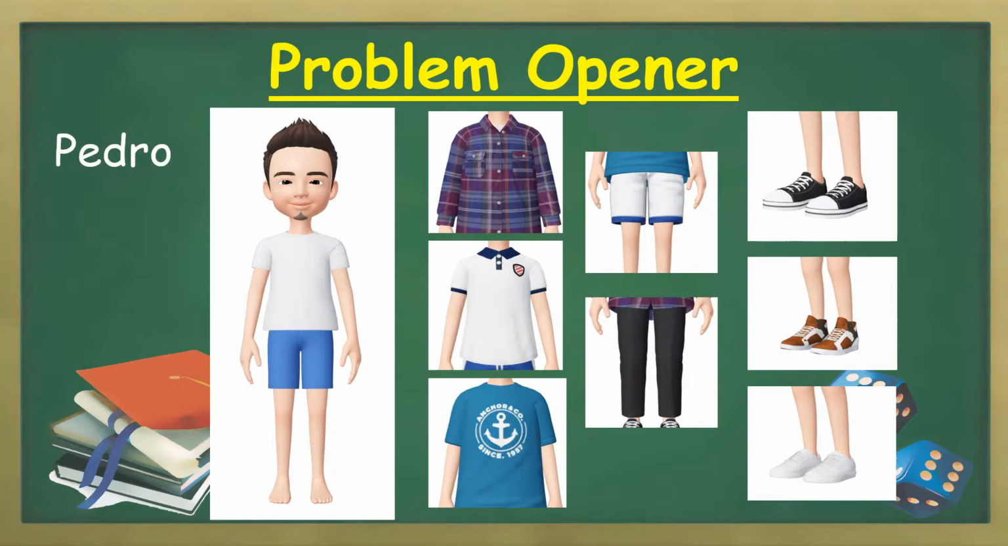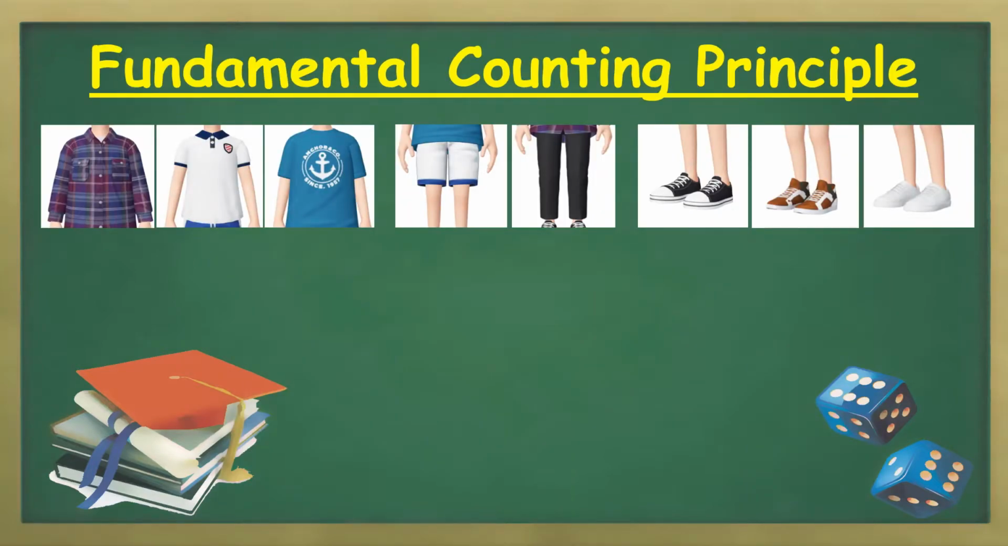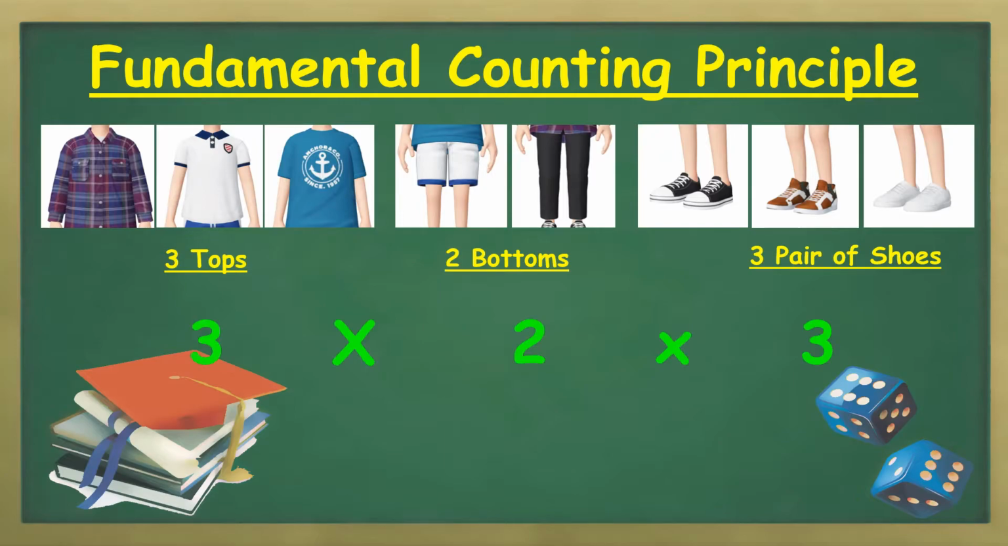If you want to solve for this one, according to the multiplication principle of counting, first, you have to identify your selections. So we have here the tops, the bottoms, and the pair of shoes. Then you're just going to multiply the choices for your events. So we have the event for the tops, the event for the bottoms, and the event for the pair of shoes. Therefore, we will have 3 times 2 times 3, which will give you 18 OOTD, which is the same as what we have using the tree diagram.